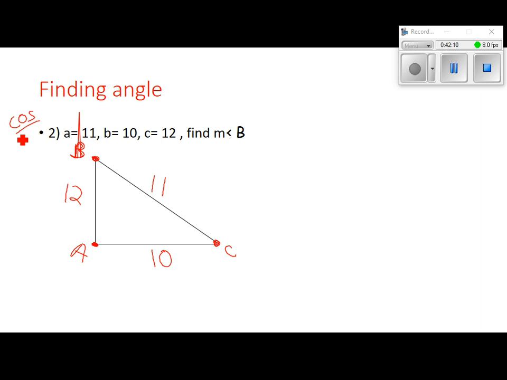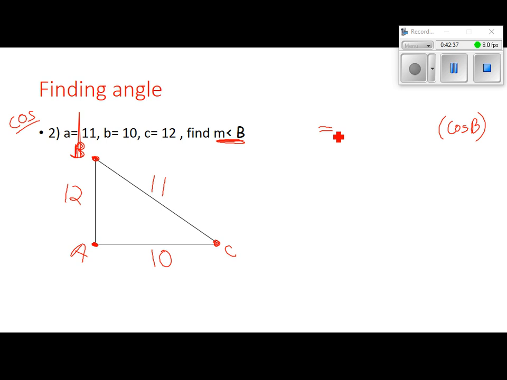We set up our equation. We're trying to find angle B this time. So when I start my equation, I'm going to start out at this end. So we want the cosine of B to be at the far right. We've got to set up our equation first.